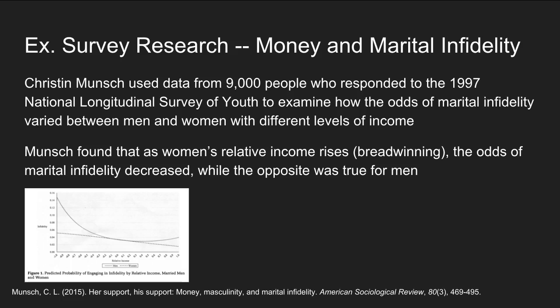Relative income refers to one spouse's income as it relates to another spouse's income. So if one spouse is earning more than another, the spouse who is earning more would be a breadwinner. She looked at how the relationship between relative income and marital infidelity varied between men and women. What she found is that as women's relative income rises, so when they became breadwinners in their families, the odds of marital infidelity decreased.